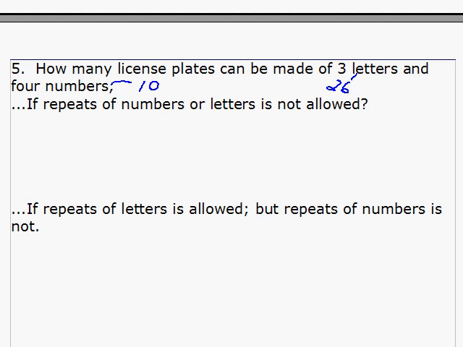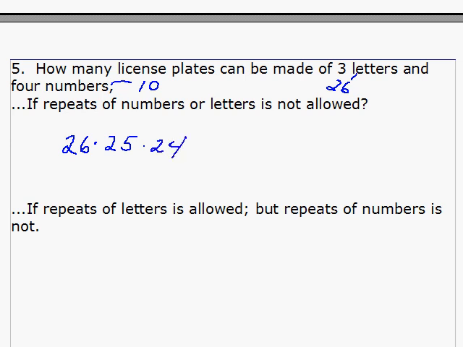So let's start choosing the letters. There's no repeats. So the first letter you can choose, how many do you have? You have 26 possible letters. Okay, you can choose one of 26. After that, how many letters can you choose? Well, you aren't going to repeat it, so you only have 25 left. Say you took the letter R. Well, you can't choose R for the next one, so you only have 25 letters to choose from. And now 24. Okay, that takes care of your letters.